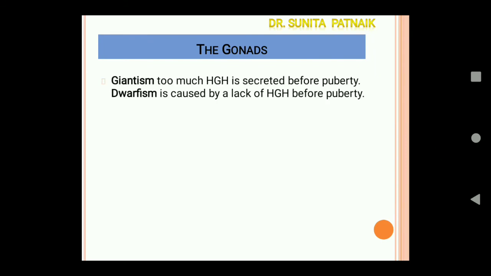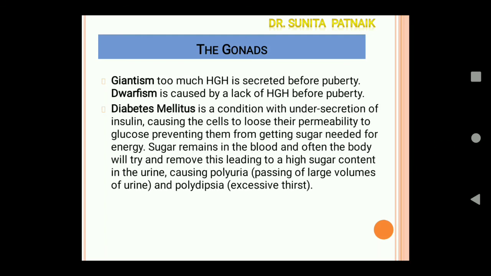There are also diseases like gigantism, caused by too much growth hormone secreted before puberty. Dwarfism is caused by lack of growth hormone before puberty. Diabetes mellitus is a condition with under-secretion of insulin, causing the cells to lose their permeability to glucose, preventing them from getting the sugar needed for energy.